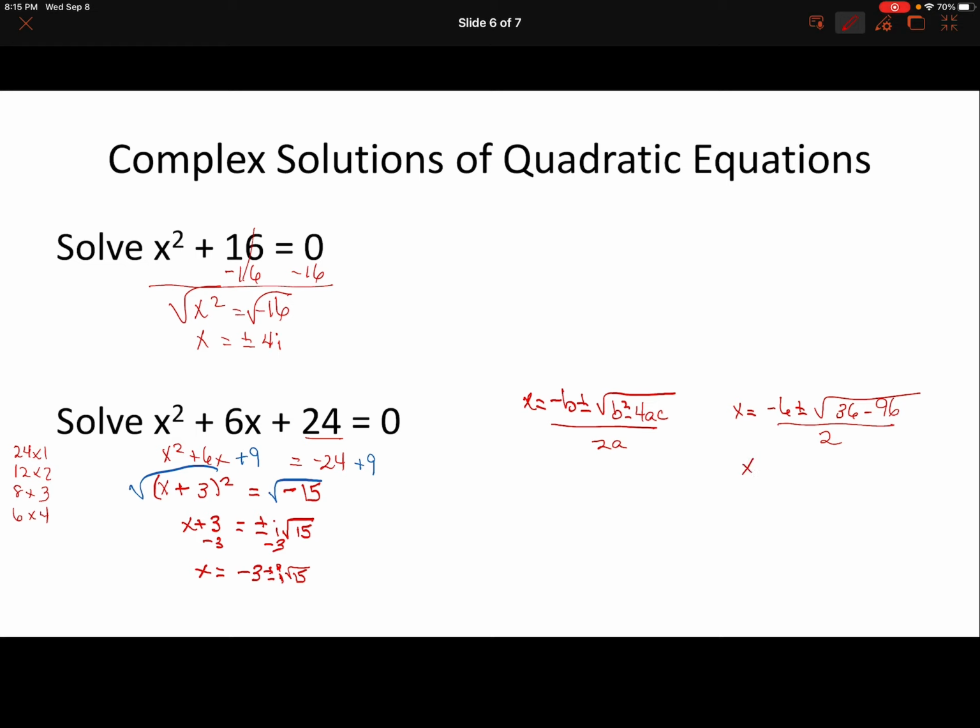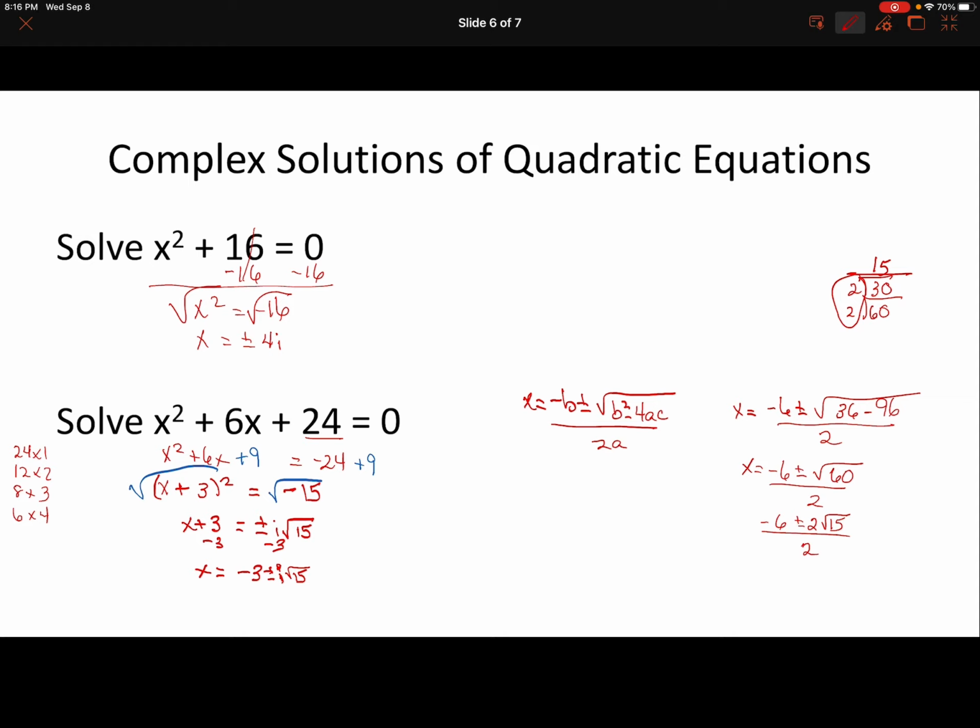And when we simplify, we'll have x is equal to negative 6 plus or minus the square root of 36 minus 96 is negative 60 all over 2. But 60 has a perfect square in it. If we divide 60 by 2, since it's even, we get a 30, and we divide 30 by 2, we get a 15, and 15 is 3 times 5. There are no perfect squares there. So this is as far as we can go, and we have a pair of 2's. The square root of 4 is 2. 15 stays inside. So we have a negative 6 plus or minus 2 square roots of 15 over 2.